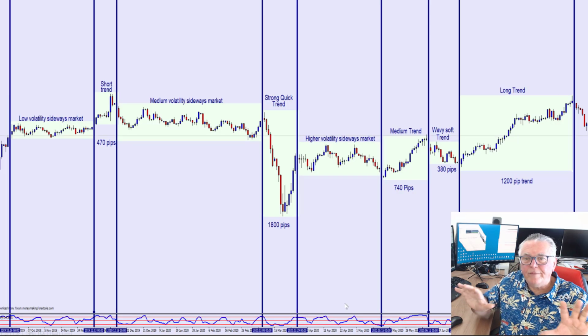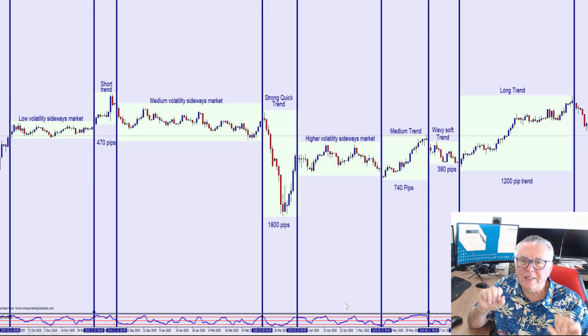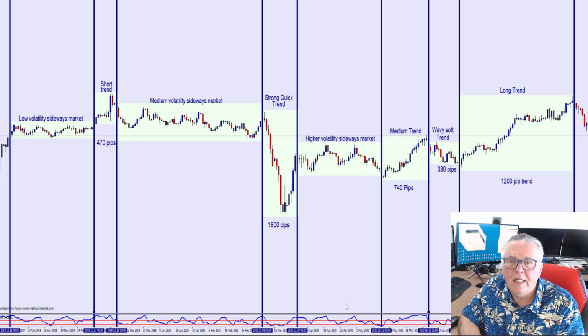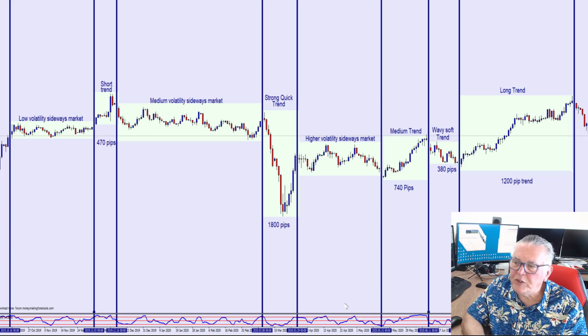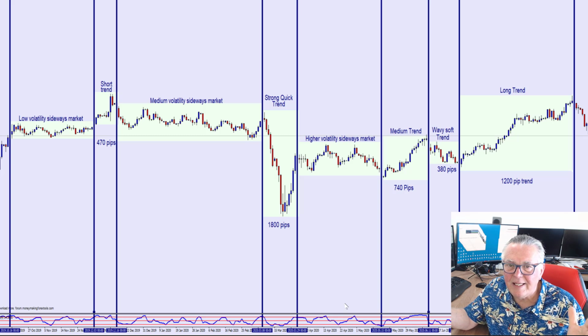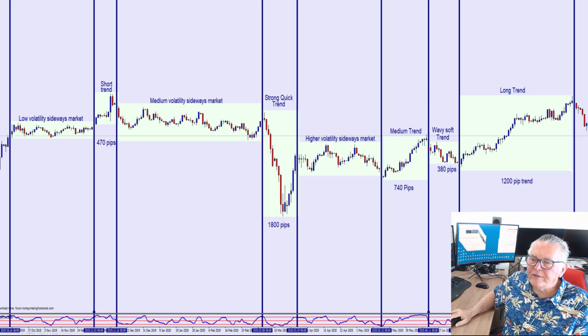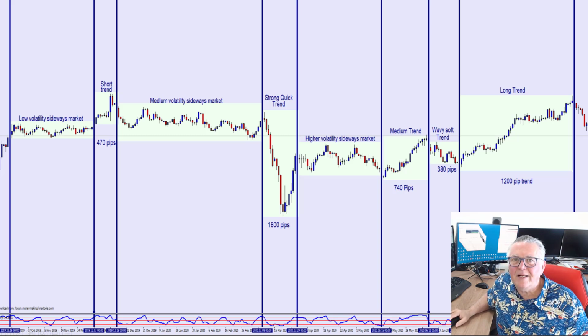Okay, so now what I've done here on the screen is I've taken the pound USD daily chart. This is roughly a year. It's not quite a year, but it's roughly a year. And I said, all right, what phases have existed in the pound over this particular year? And you can see here's low volatility sideways markets.